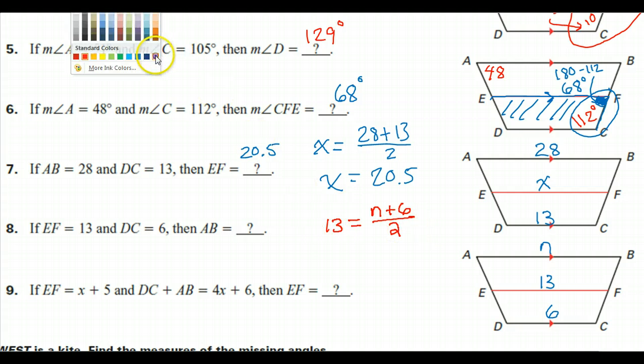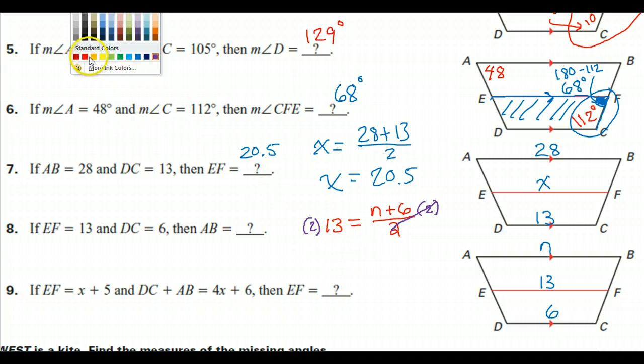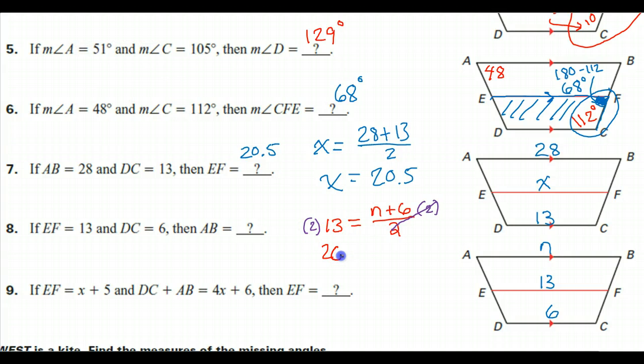How do I do that? Multiply by the denominator. So I'm going to multiply both sides by 2. That way these 2's will cancel. That's going to give me 26 equals n plus 6. Subtract the 6 from both sides, and that's going to give me n equals 20. Okay, that is the answer. So this is going to be 20.